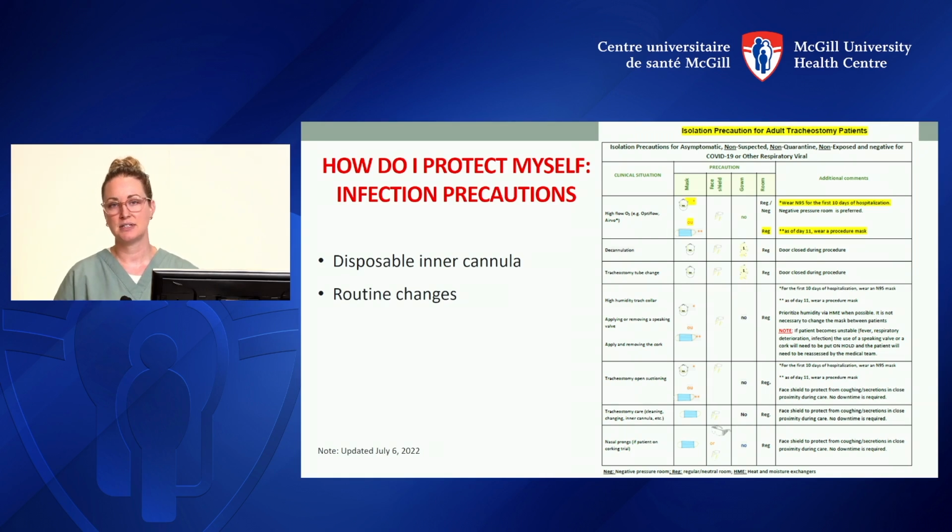All the other things that you'll see you need an N95 for: the high flow humidity, when we're applying or removing speaking valves, removing corks, open suctioning. You only need to protect yourself with the N95 for the first 10 days. After the 10th day, on the 11th day, if the patient still remains asymptomatic, non-suspected, non-quarantined, non-exposed, and is still negative for COVID-19, then you can go to your regular face mask. But again, I would encourage you to check on the website continuously, as this changes quite often.